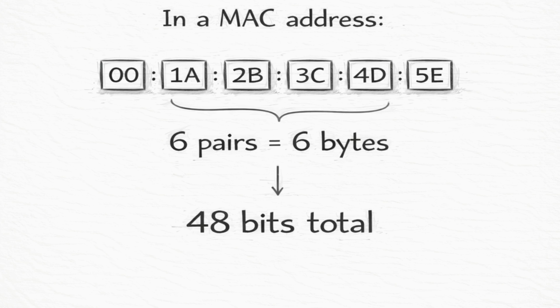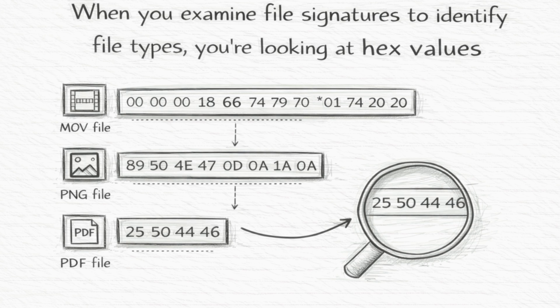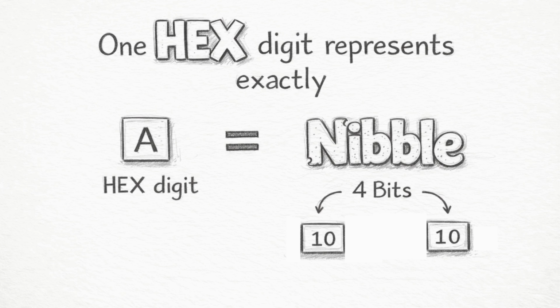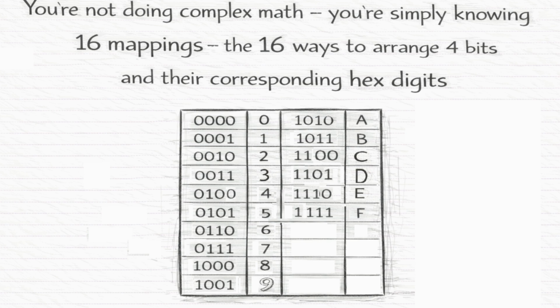When you examine file signatures to identify file types, you're looking at hex values. The signature 4D5A that identifies Windows executables is 2 bytes, 4 nibbles, displayed as 4 hex characters. Understanding that 1 hex digit equals 1 nibble equals 4 bits is the key insight that makes reading hexadecimal intuitive. You're not doing complex math. You're simply knowing 16 mappings: the 16 ways to arrange 4 bits and their corresponding hex digits.